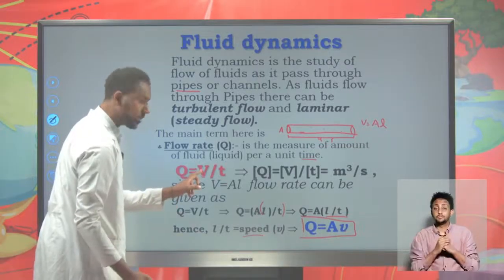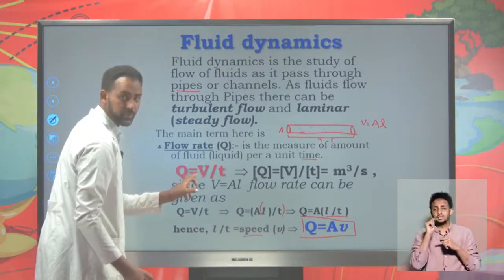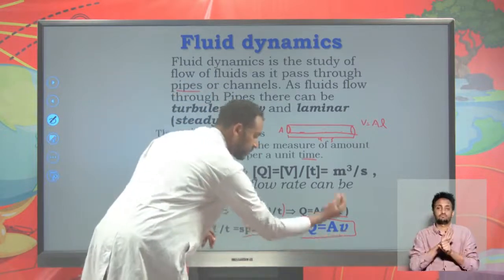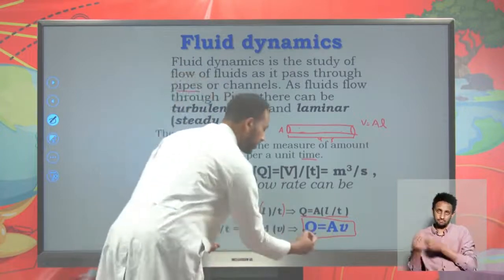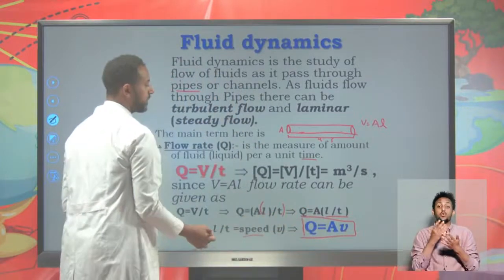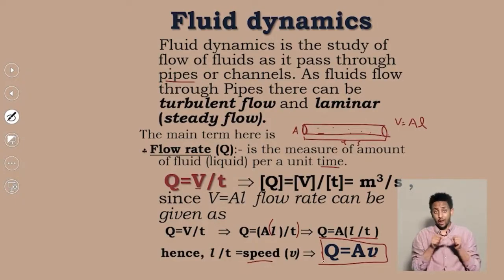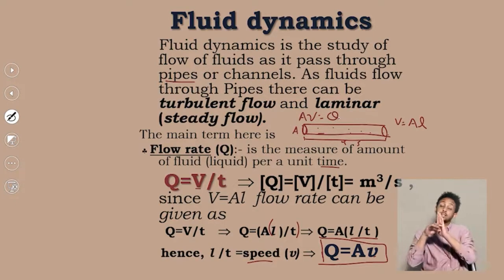Here it says capital V, meaning volume, but here it says small v, meaning speed or velocity of the water. Therefore, flow rate can be given as the cross-sectional area of the pipe times the speed V, which gives flow rate Q. This is how we represent flow rate, and it's a very important term.